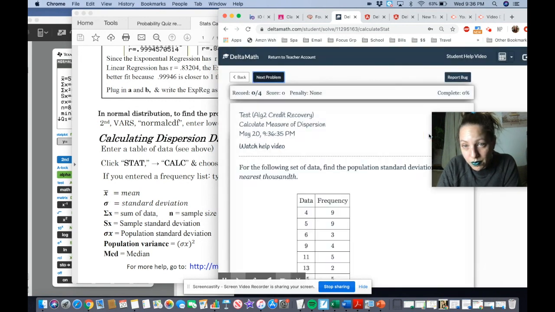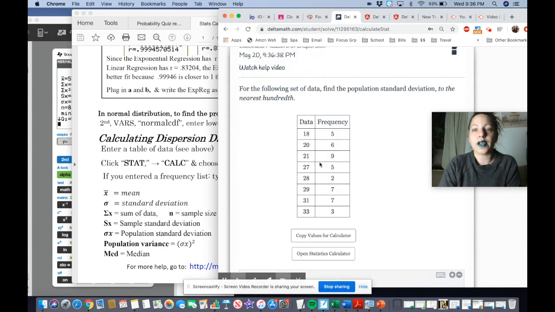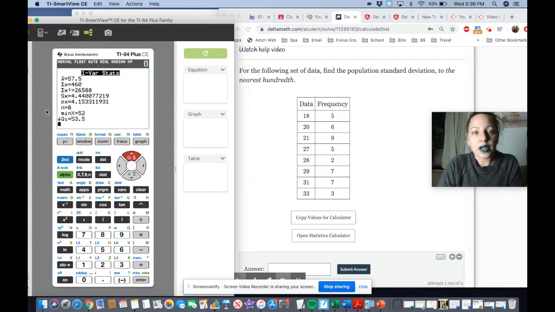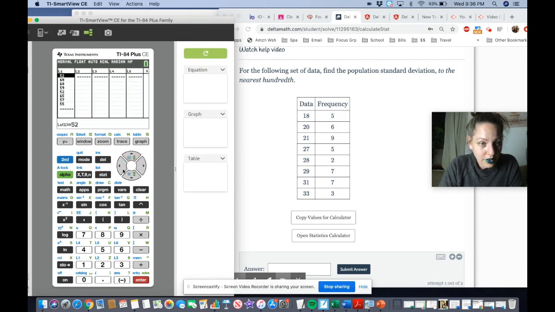Don't hit give up. Remember that I'm taking points off for people who hit give up over and over. Okay, so here's a new problem. In the calculator, we're going to go to Stat, Edit, and if there's anything there, you just hit delete and delete those. Don't hit clear.